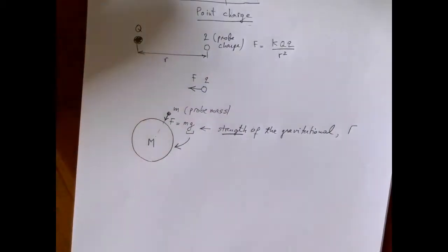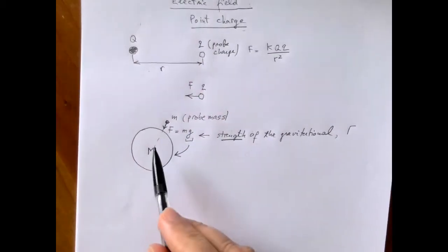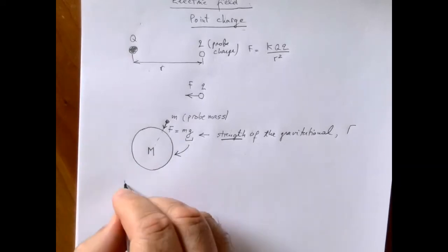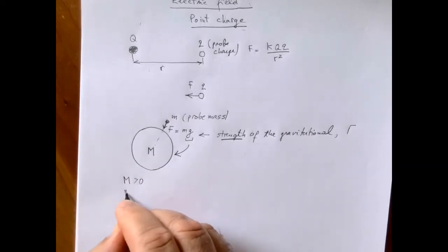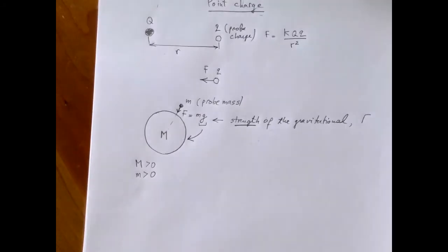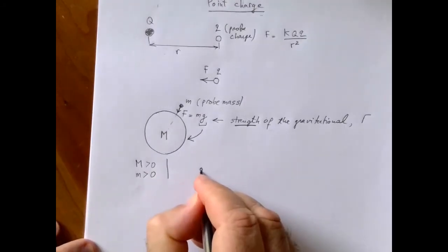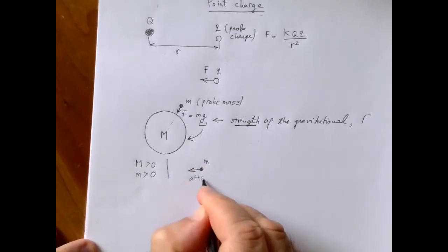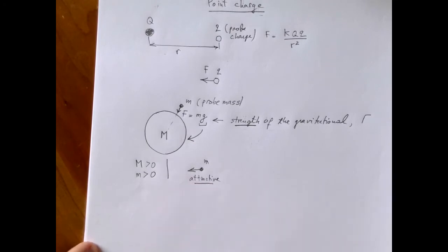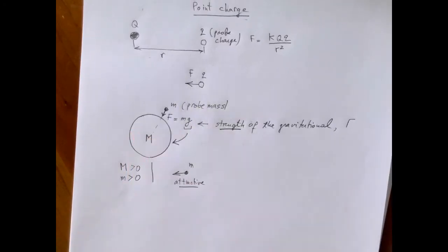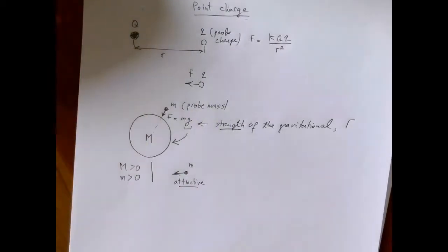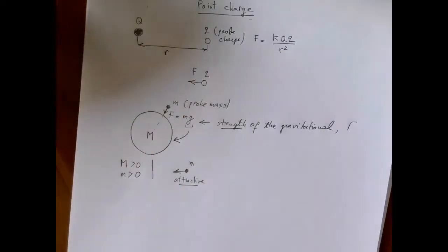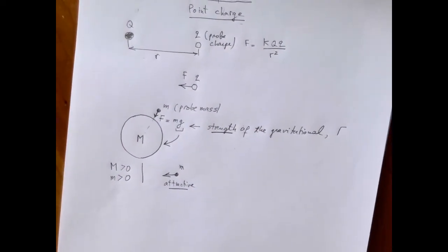Now, as we saw in the Coulomb's law video, for the masses, we always had the case in which masses are positive, of course, which means the force exerted on the probe mass is always an attractive force. For charges, as we know, we don't have this luxury of having only one scenario. The charges can be positive or negative. So let's discuss both cases.